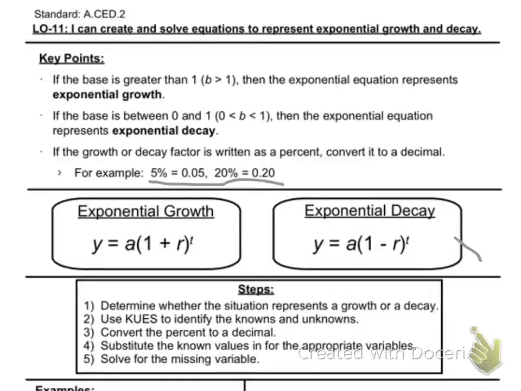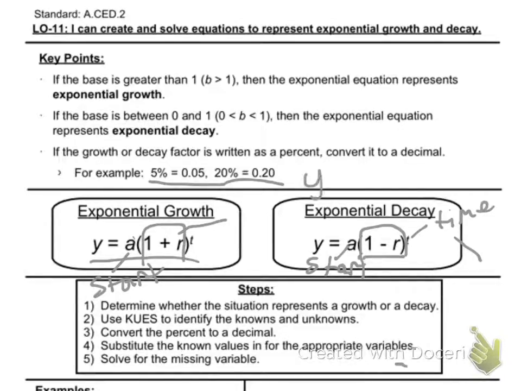Now, when you're dealing with percentages, exponential growth will be y equals a(1 plus r), where r is your factor or your rate, a is your start, and t is your time. This equation is the same as a normal exponential, except you have percentages of growth and decay. For decay, you subtract r, and for growth, you add r.